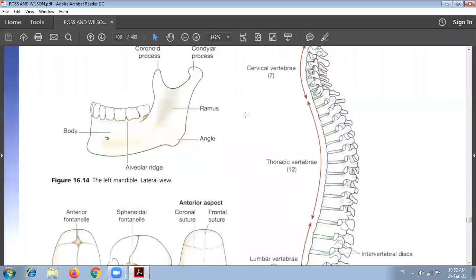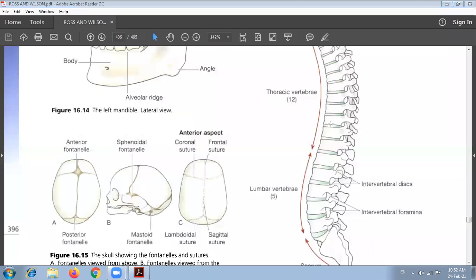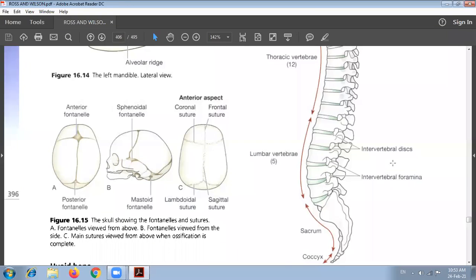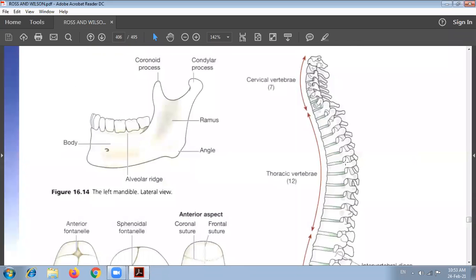The next part of our axial skeleton is the vertebral column, and this diagram is showing the vertebral column here. It is an S-shaped structure, and this gives posture to our body. Without this vertebral column, we cannot stand or walk. The structure which supports our body is the vertebral column. So it is a very important part of vertebrates. Otherwise, we would be invertebrates.